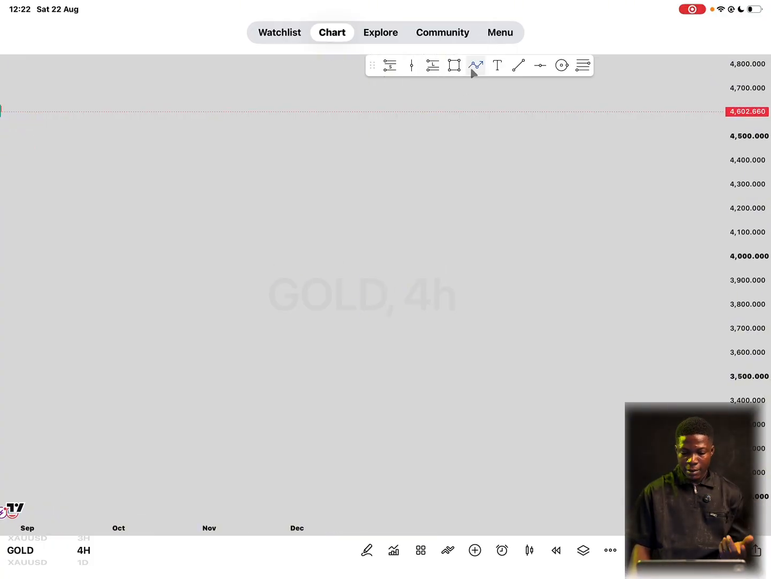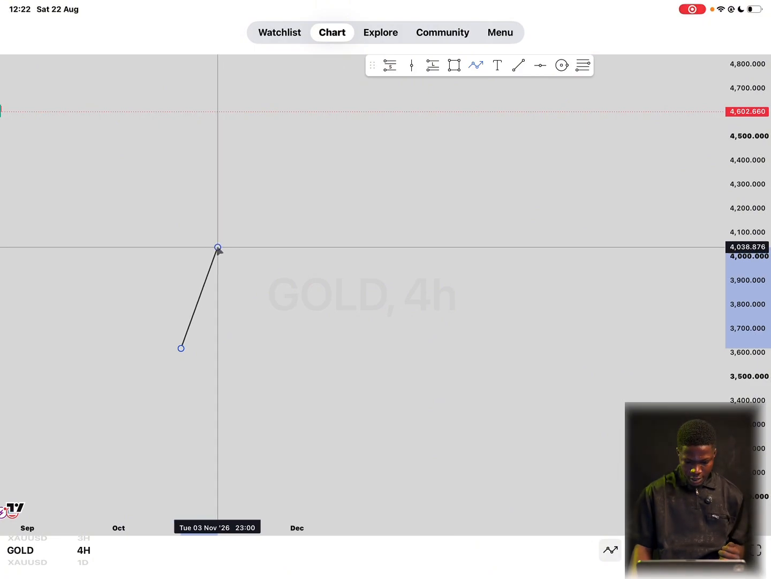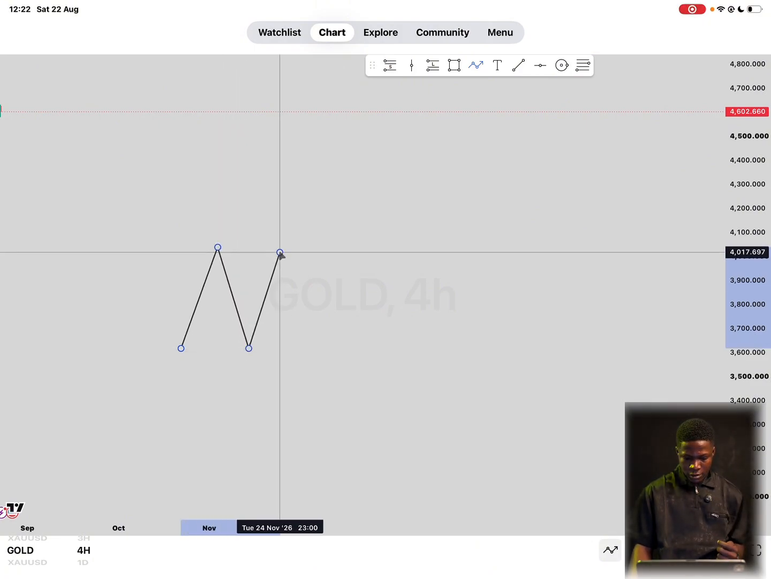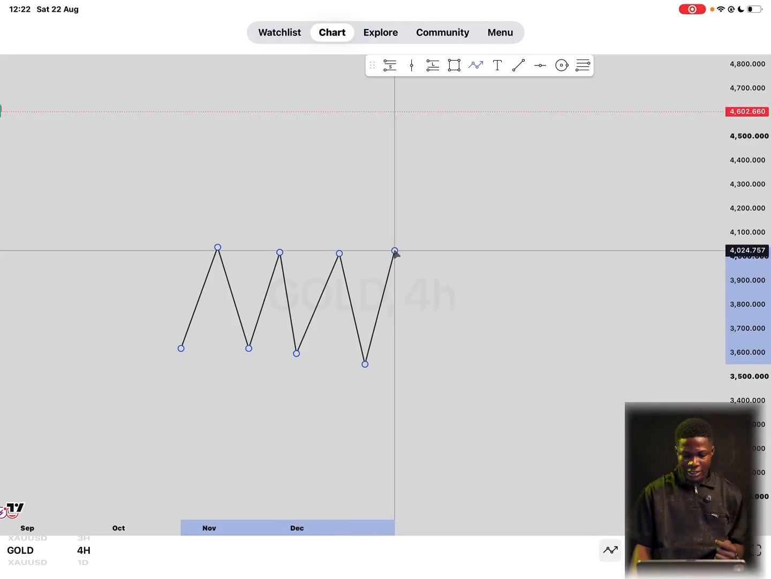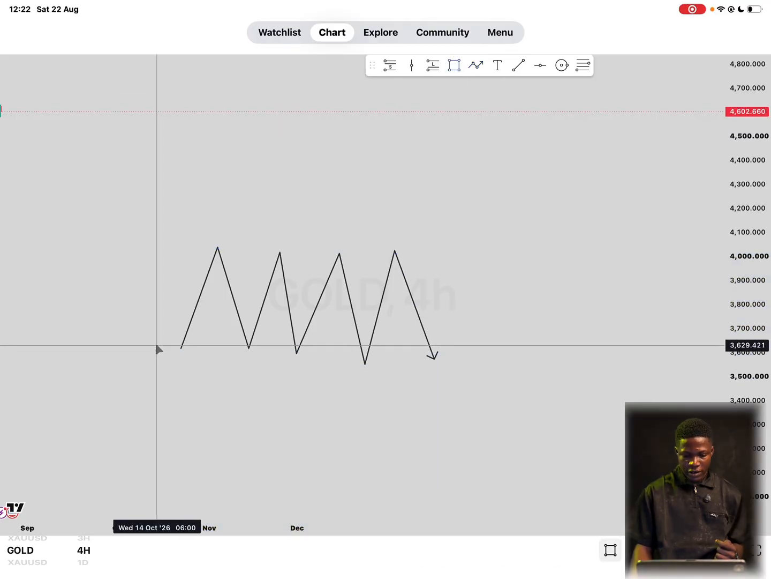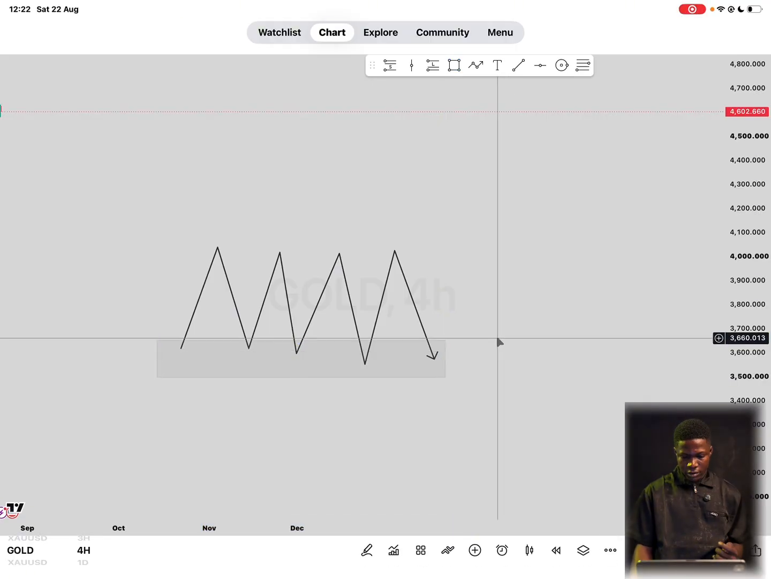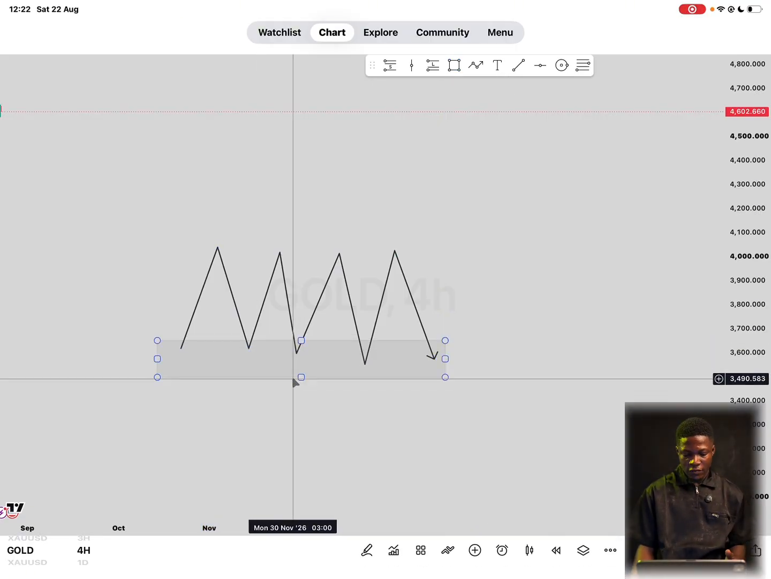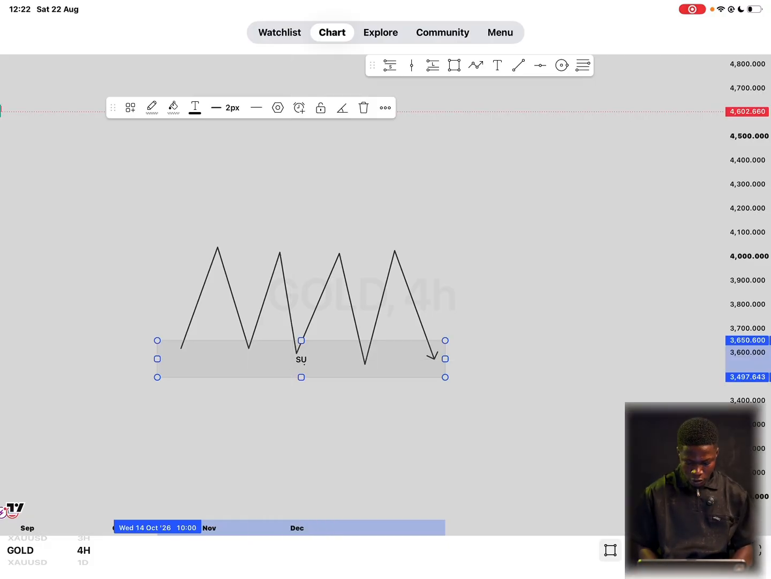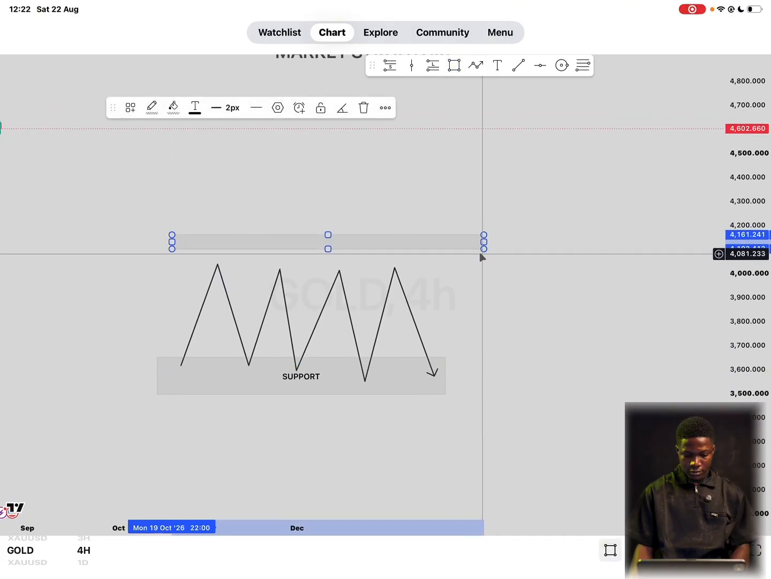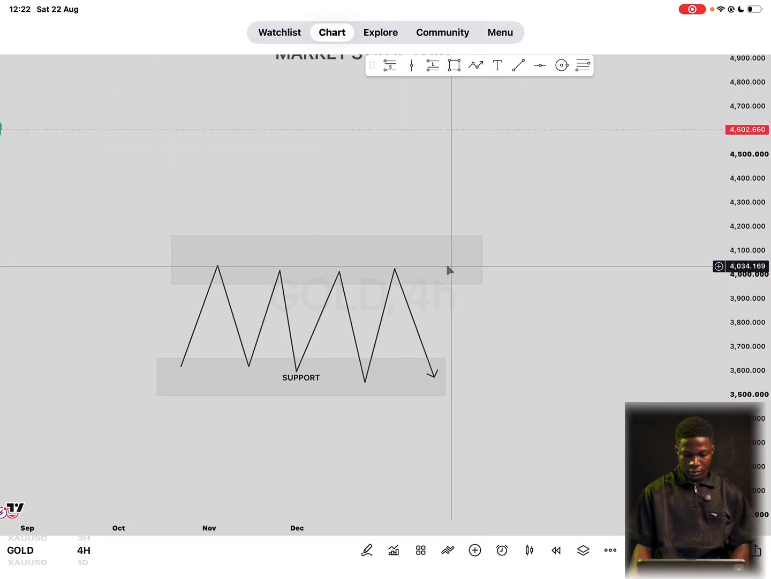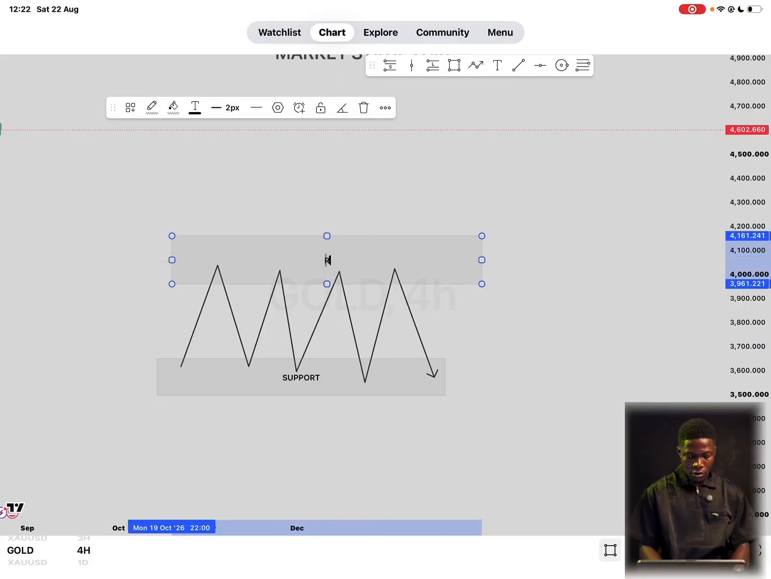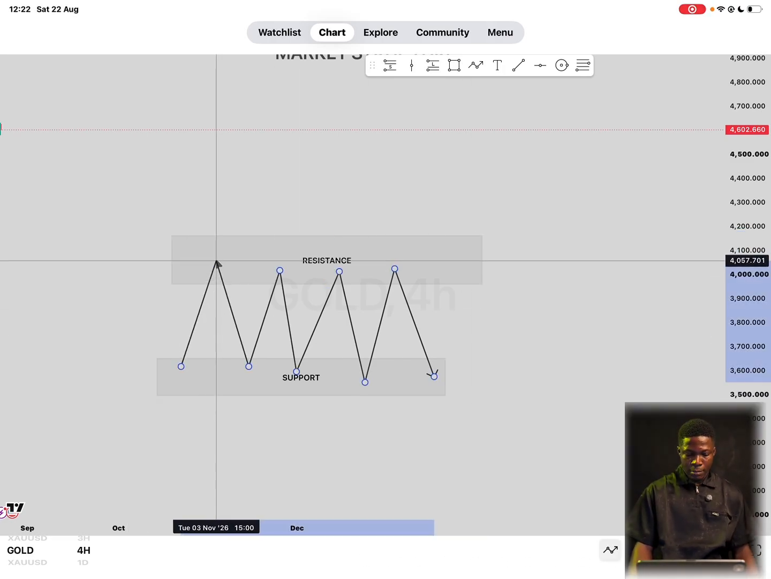Now for our ranging market, we have a series of highs, then the market comes down. So the market is reacting from a support. This is our support level, for the fact that the market is bouncing off from this area. We call this support. And we call this resistance. Why is this called resistance? This is called resistance because it's resisting the market from breaking out.